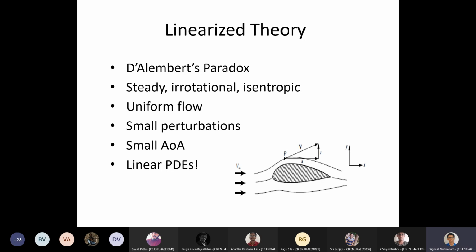The next assumption is steady, irrotational and isentropic flow. These assumptions can, by theory, be extended even to hypersonic flows, because there also we consider isentropic flow, and when the flow is uniform, we can still maintain irrotational flow. Now let's consider an airfoil subjected to uniform flow. This theory assumes small perturbations, that is, the perturbations in the velocities are so small that they can be neglected. Because of these small perturbations, the angle of attack of the airfoil is also restricted to small angles of attack.